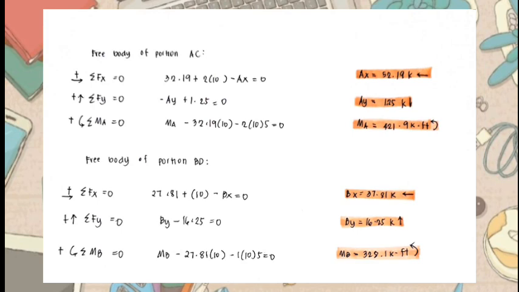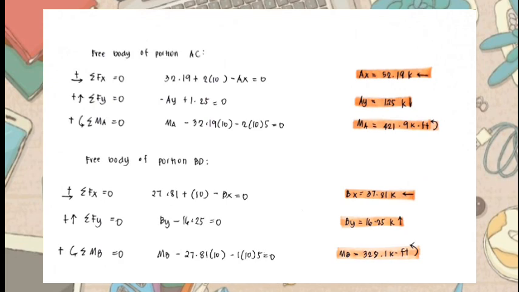27.81 plus 10 minus BX is equal to 0. BX is equal to 37.81k. The summation of y forces is equal to 0. BY minus 16.25 is equal to 0. BY is equal to 16.25k.